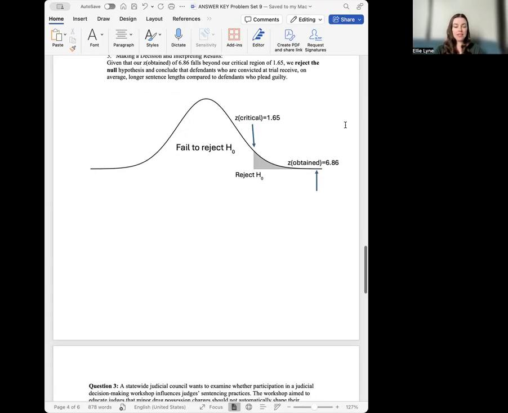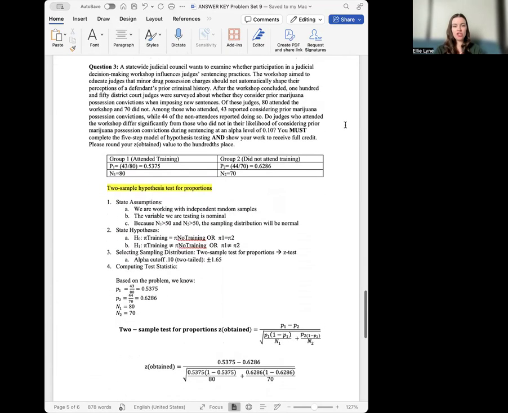Okay, let's take a look at our very last question here. Question 3. A statewide judicial council wants to examine whether participation in a judicial decision-making workshop influences judges' sentencing practices. The workshop aimed to educate judges that minor drug possession charges should not automatically shape their perceptions of a defendant's prior criminal history. After the workshop concluded, 150 district court judges were surveyed about whether they considered prior marijuana possession convictions when imposing new sentences.